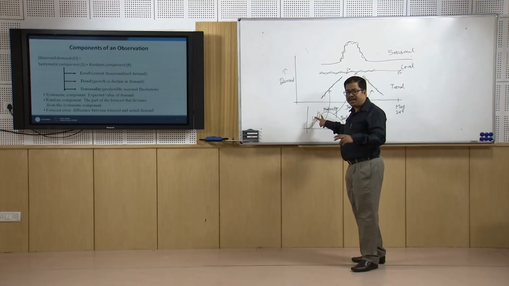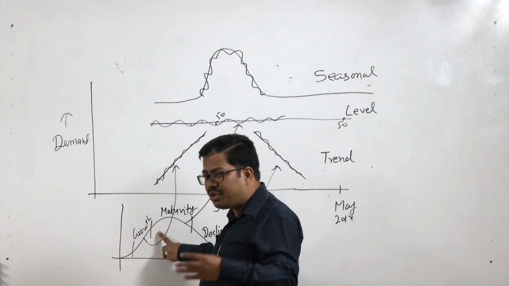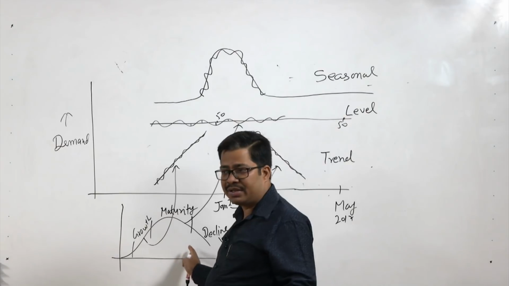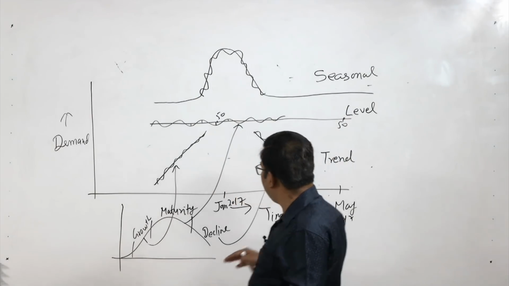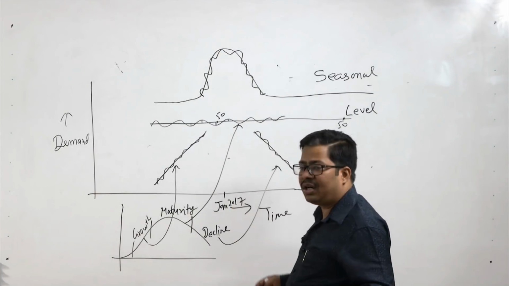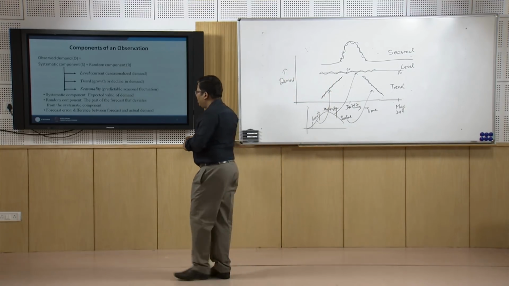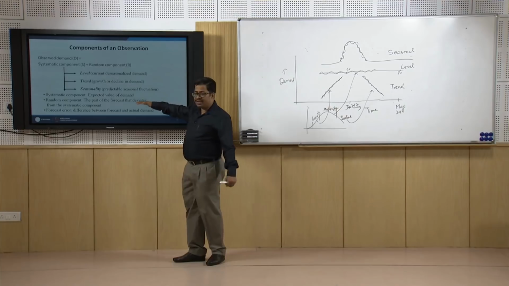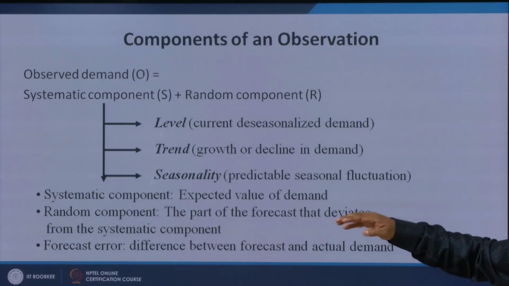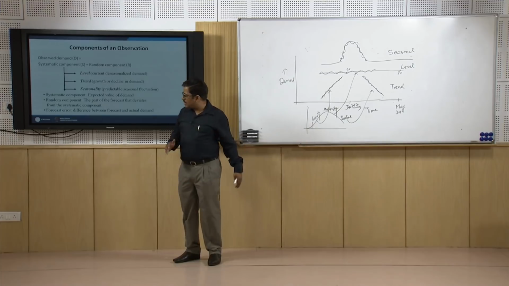If I am in the maturity period of my product life cycle, I should not select a method which is useful for trend kinds of components. I should select a method which can handle level data. So, this way I can filter out my models, I can filter out my methods, and this initial knowledge of the various components available in my forecasting data will help me a lot in selecting the right type of method for forecasting purposes.